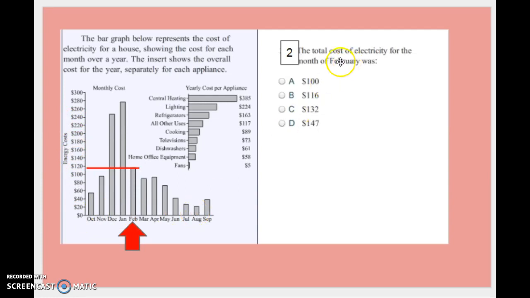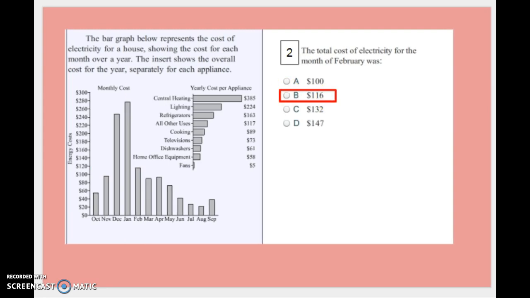If you look over here at your question, it wants the total cost of electricity or energy for the month of February. So you only need this one, and we're just going to go over until we find February, go to the top of its bar and draw a line over to the y-axis, which is the cost, and it's right under 120. It's well over 100, but not quite at 120. So if we look at our answers, 100 is too little, 132 is too high, so the only one it could be is $116, and that becomes our choice, answer B.